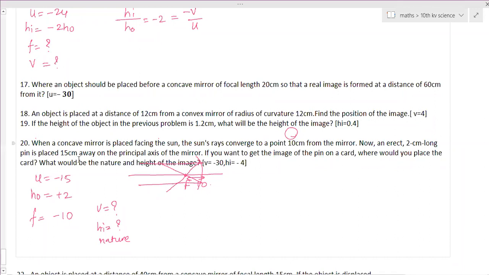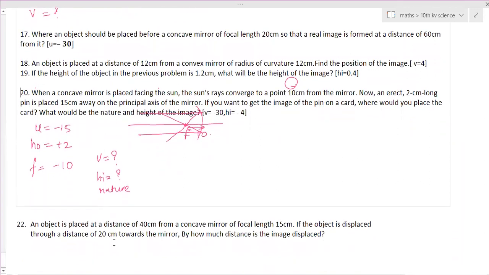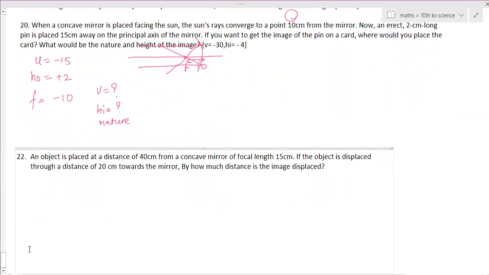Okay. Now one more question is there that I know you cannot solve. It's easy, but some students will face problems. This is the 22nd question. An object is placed at a distance of 40 centimeter from a concave mirror of focal length 15 centimeter. If the object is displaced through a distance of 20 centimeter towards the mirror, by how much distance is the image displaced?